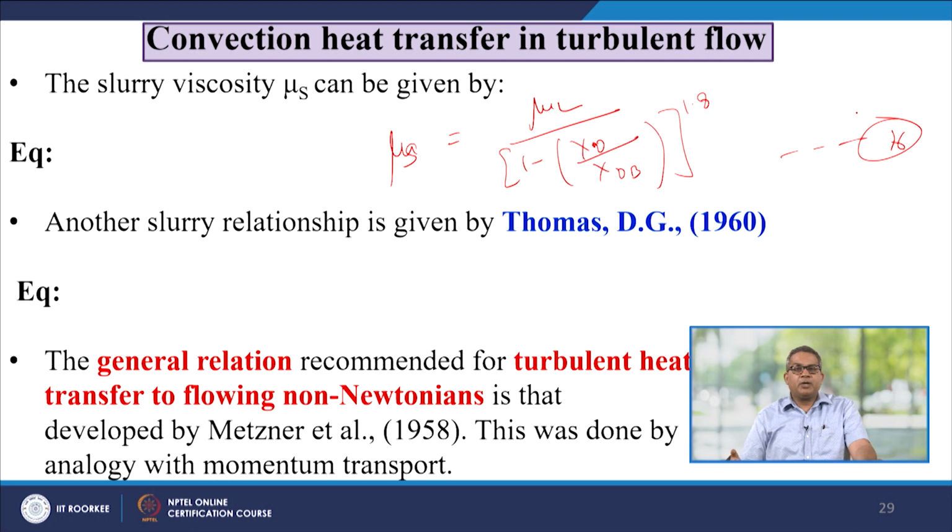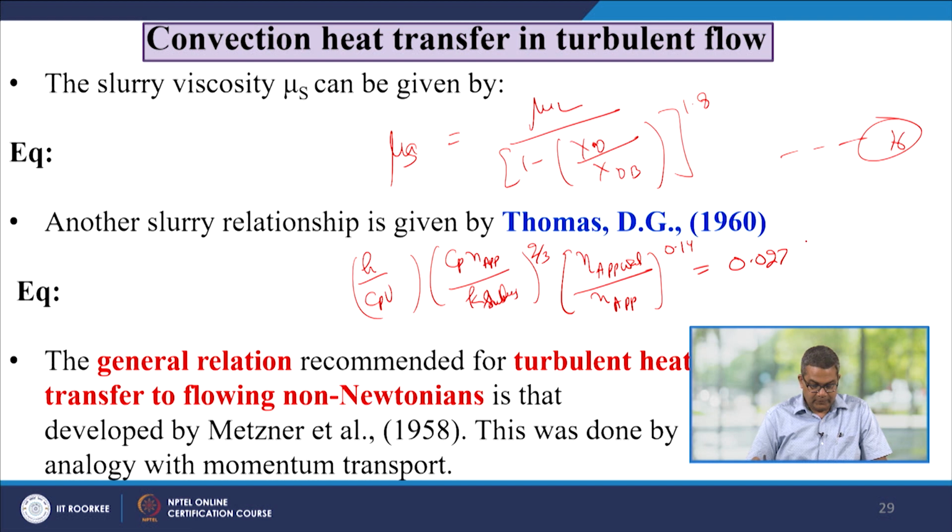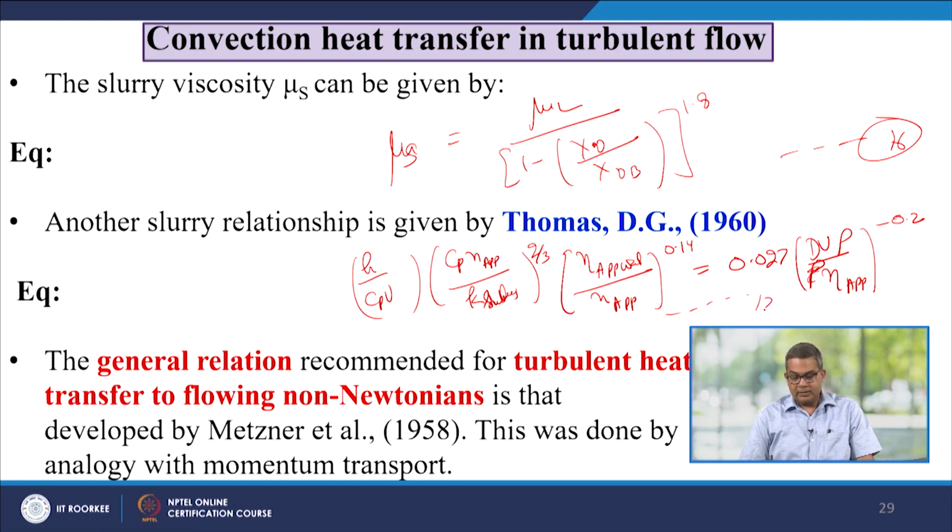Another relationship, Thomas in 1960 gave, which is like this: H over Cp V, Cp over K slurry to the power 2 by 3, eta wall over eta apparent to the power 0.14, which is 0.027 dV rho over eta apparent to the power 0.2. Now, this is our equation number 17.